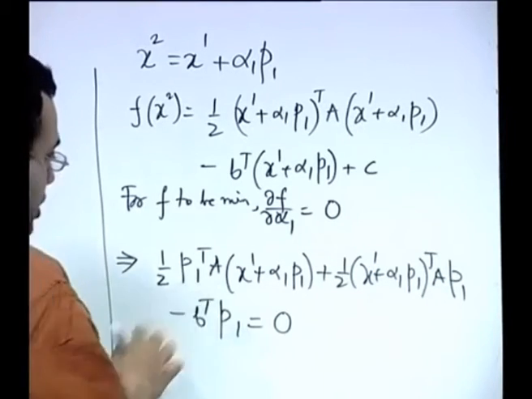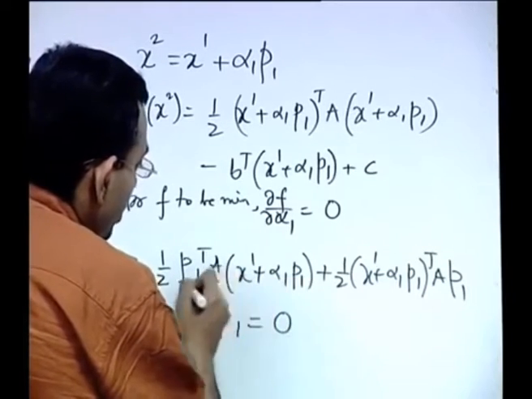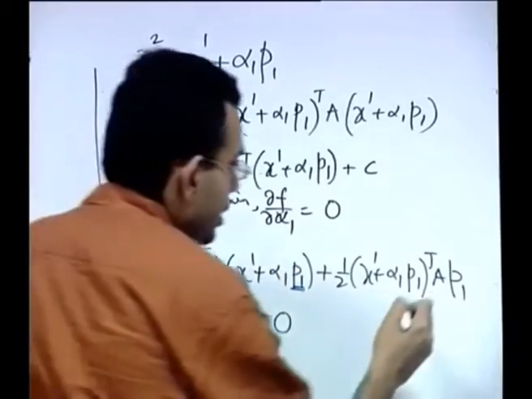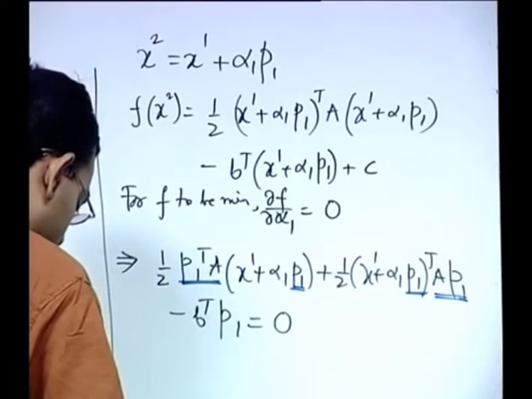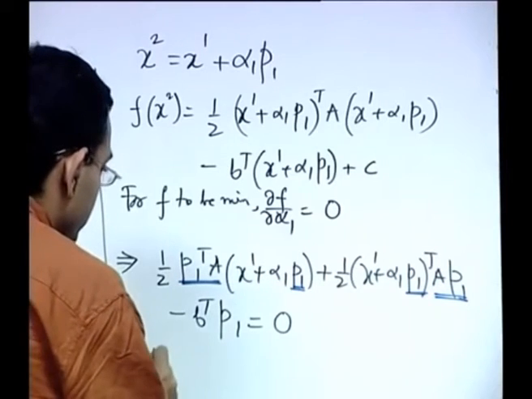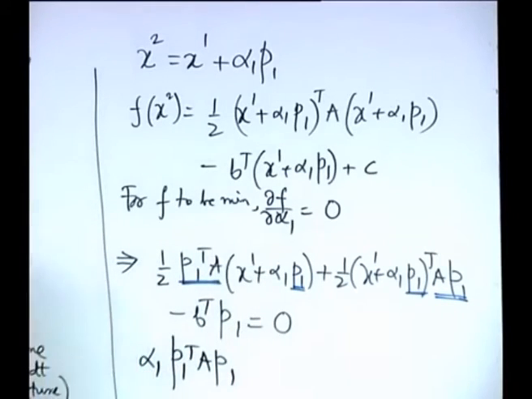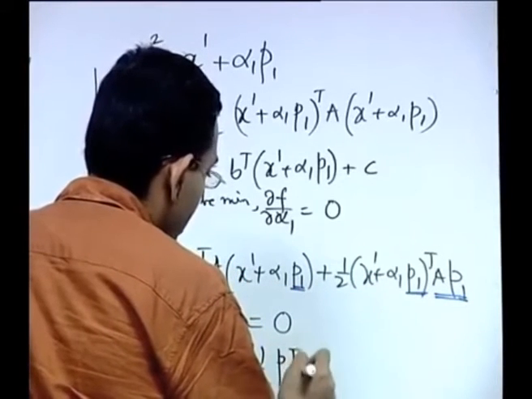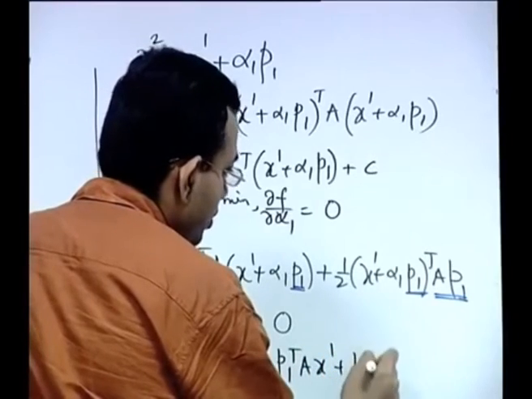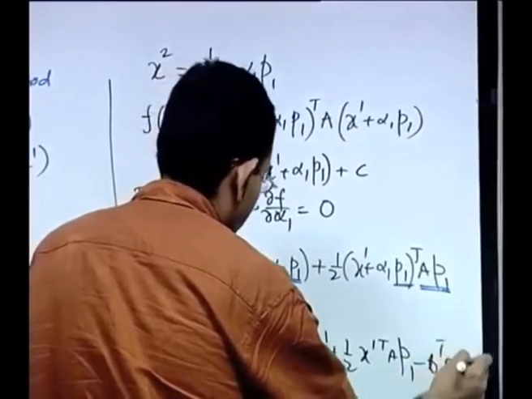So we can now simplify. You can see that first you have with alpha 1, P1 transpose A P1, half of that, and then again another P1 transpose A P1, half of that. So alpha 1 into P1 transpose A P1 plus half P1 transpose A X1 plus half X1 transpose A P1 minus B transpose P1 equal to 0.